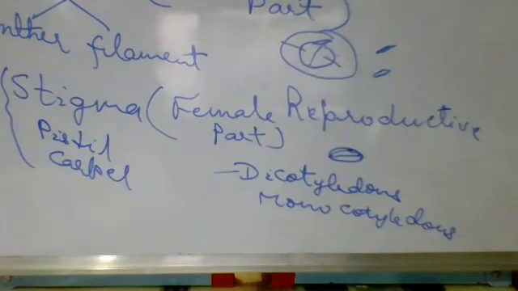Then after that, at what stage does the fruit grow? Fruit कब grow करने लगता है? मैम क्या है? हाँ बोलिए. Ma'am, after the fertilization, the ovary gets ripened and it forms a fruit. Okay, very good.